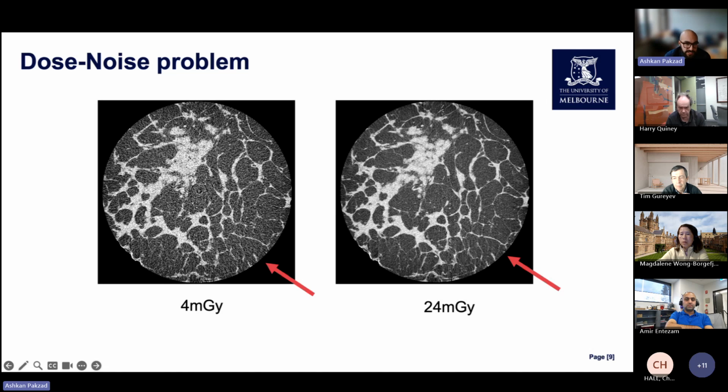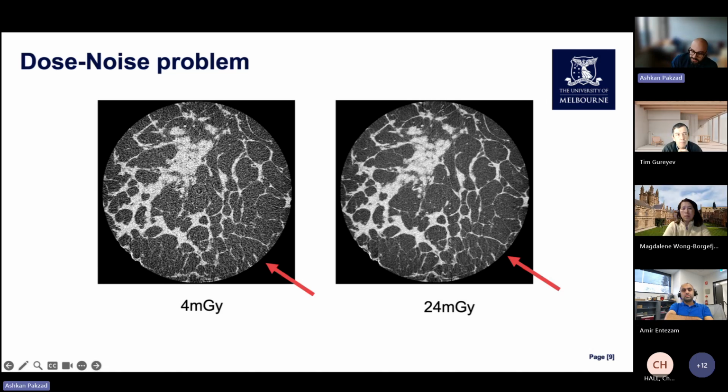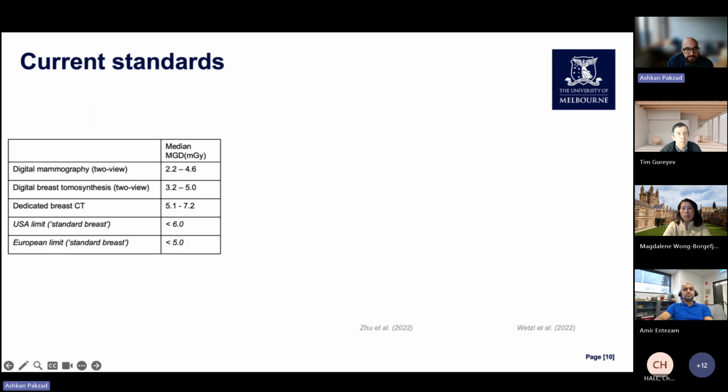However, of course, reducing this dose, as I mentioned earlier with Poissonian noise, results in a noisy, grainy appearance. If we compare these two images, a lower MGD of 4 milligray compared to the image on the right at 24 milligray, we can, for example, compare these thin white lines of the glandular tissue, and we can see that the noise starts to obscure them. It makes it difficult to see, which is why we're interested in denoising.